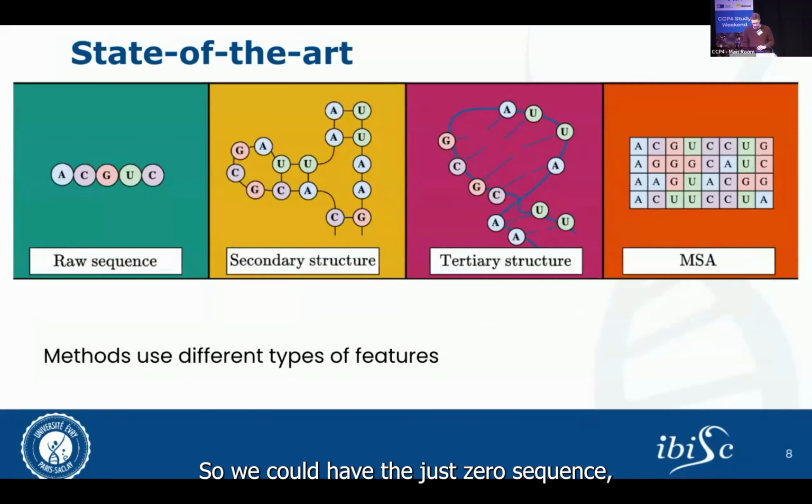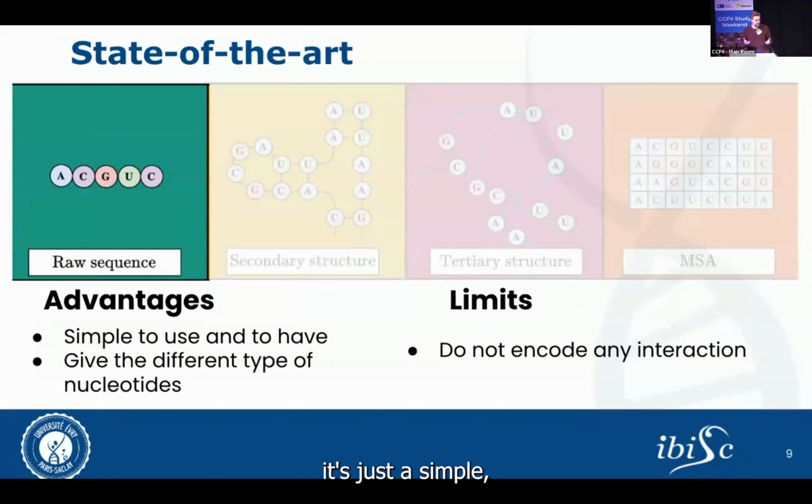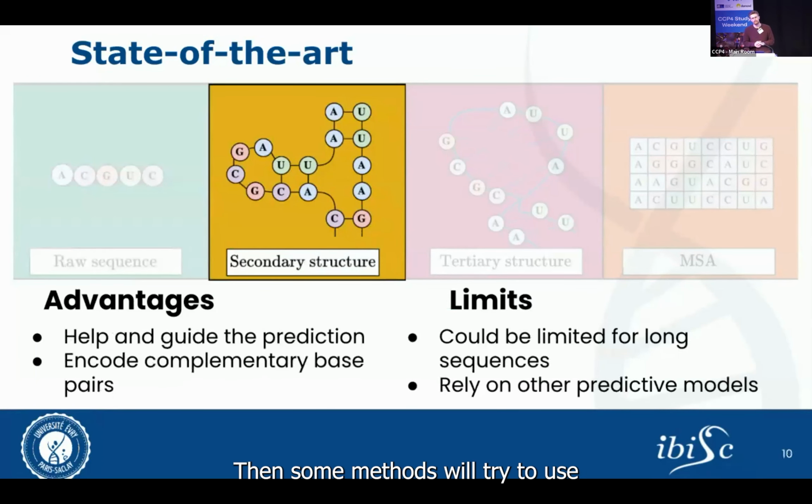But at first, what could be the features used to predict the RNA 3D structure? We could have just the raw sequence, where the advantage is that it is simple to use, just a sequence of nucleotides giving the different types of nucleotide that we have. But it is limited in that we do not have any interaction encoded as inputs. Then some methods use the secondary structure, which helps guide the prediction, as there is some complementary information inside. But it is also limited in that for long sequences, it may be hard to obtain the secondary structure, and it depends on other predictive models, which might be a limit.